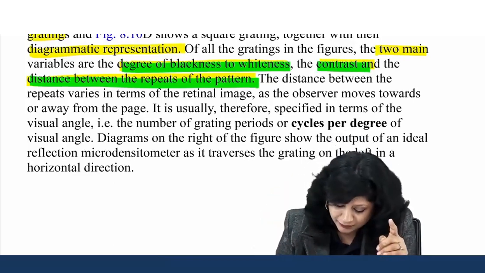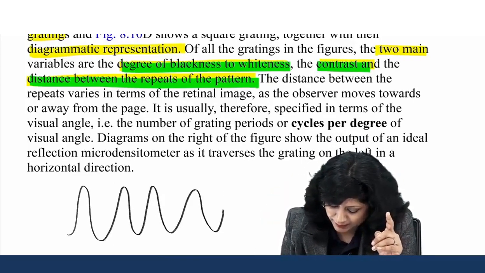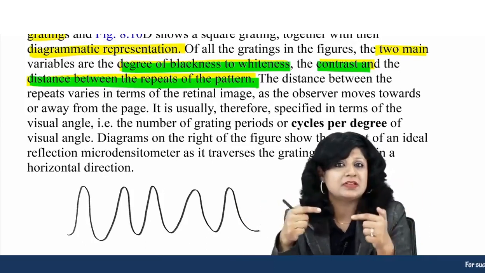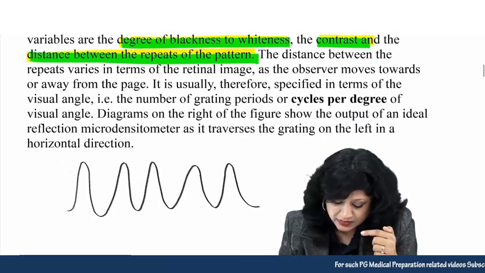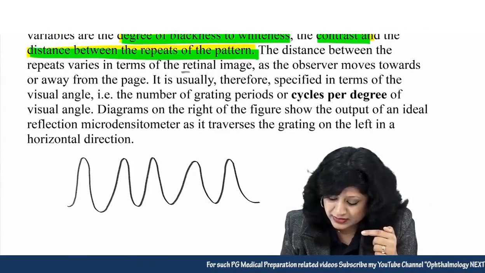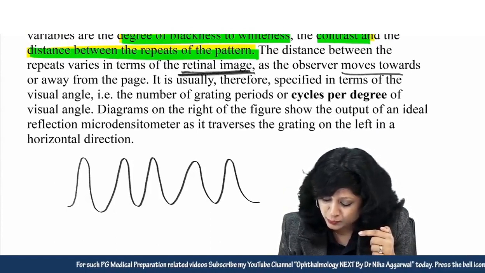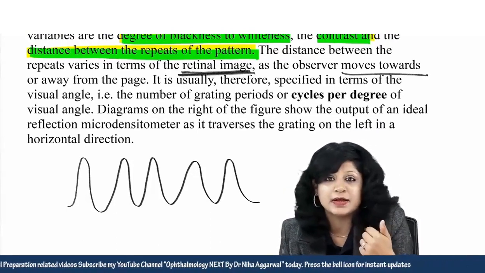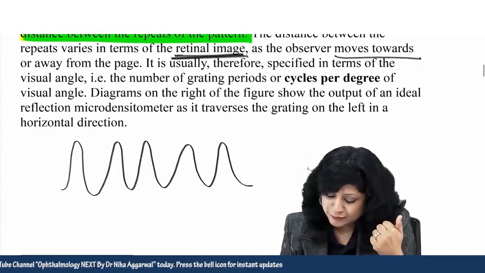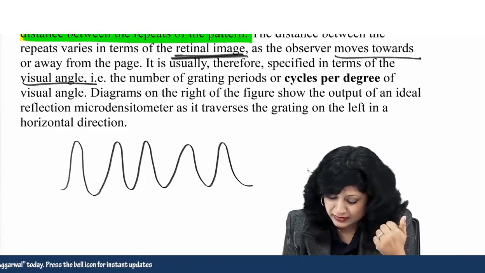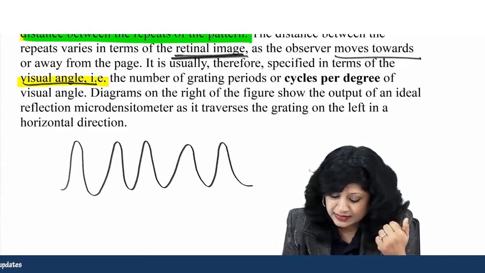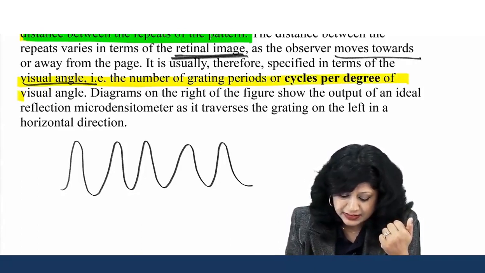So if I am having this repeat of a pattern, then what is actually the distance between the repeats? The distance between the repeat varies in terms of the retinal image as the observer moves towards or away from the page. It is usually therefore specified in terms of visual angle. Visual angle here will be the number of grating periods or the cycles per degree of the visual angle.